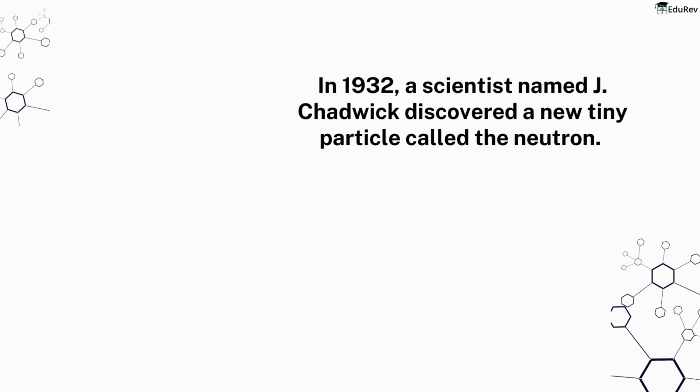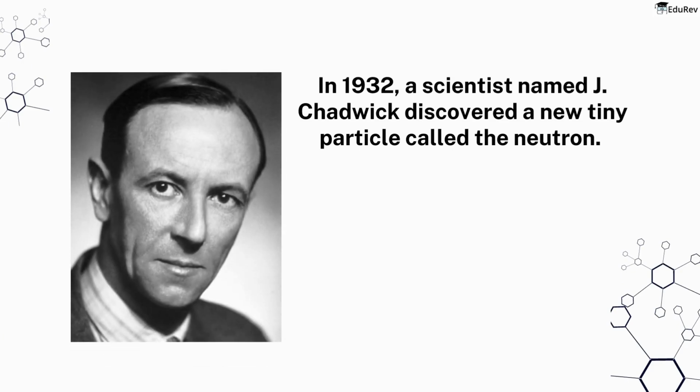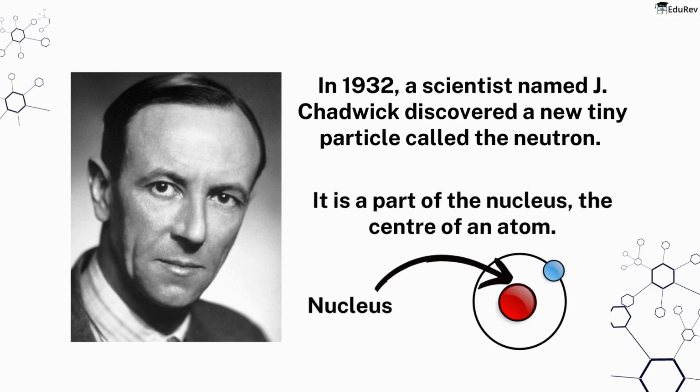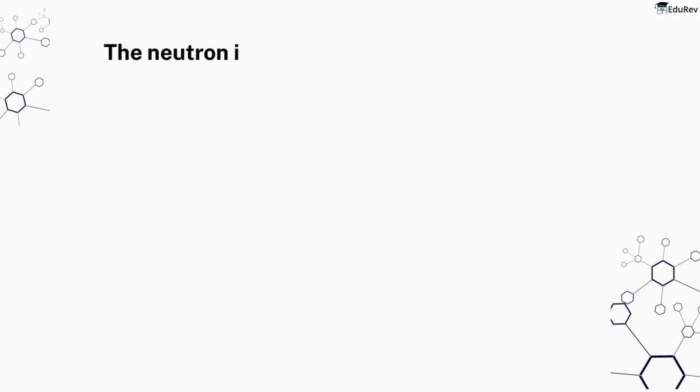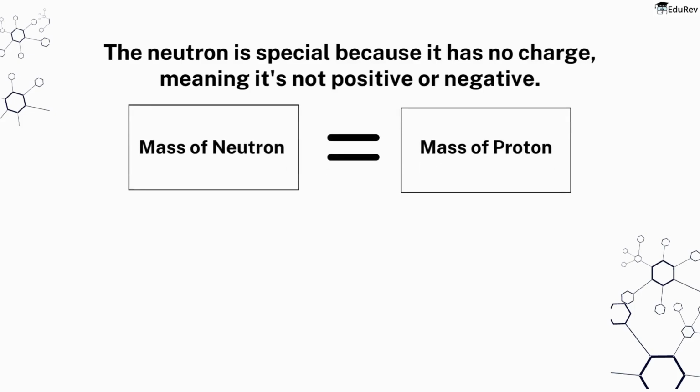In 1932, a scientist named J. Chadwick discovered a new tiny particle called the neutron. It is a part of the nucleus, the center of an atom. The neutron is special because it has no charge, meaning it's not positive or negative. Its mass is almost the same as a proton, another particle in the nucleus.